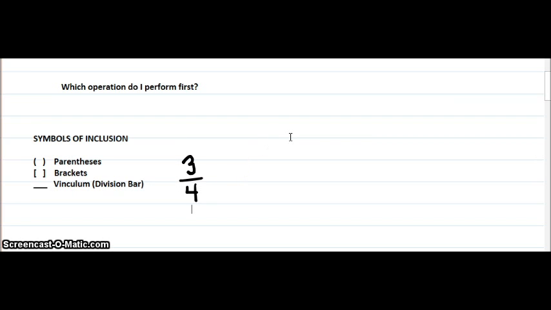Okay, so let's just do a couple of examples. All right, I'm going to write over here. Okay, let's say we have 4 plus 5 times 6, and I'm going to use parentheses as my symbols of inclusion, around the 4 plus 5. And remember, we are to do or perform the operation within the symbols of inclusion first. Okay, so inside the parentheses we have addition. We are to perform that addition. 4 plus 5 is 9.